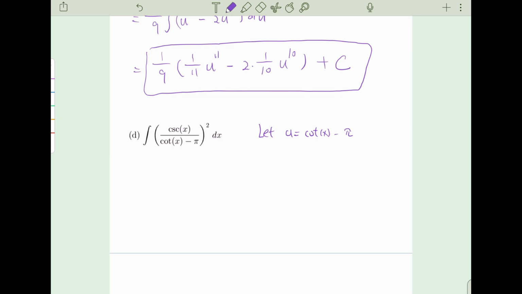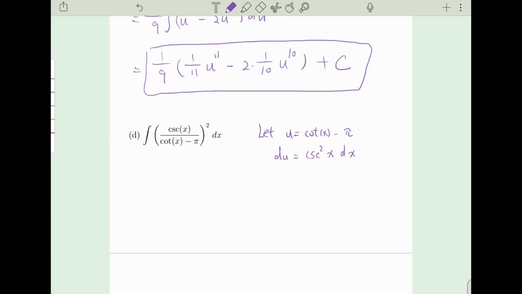So it becomes du equal to the derivative of cotangent, which is negative cosecant squared, CSC square x dx, right? This is du, which is the same as the numerator there.